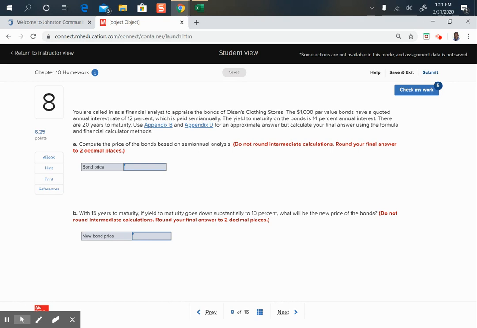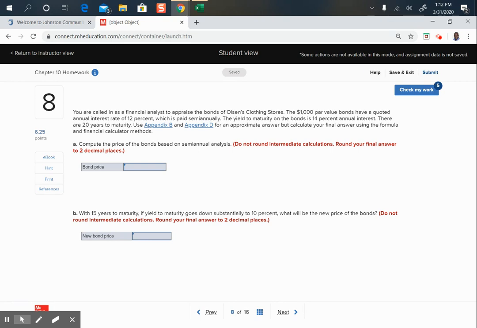And you're given two tables, Appendix B and Appendix D, for an approximate answer, but you're required also to use a financial formula or a financial calculator to determine the value of the bond. So in part A, we are being asked to determine the price of the bond, that is the value of the bond. Again, this is a valuation problem based on a semi-annual analysis.